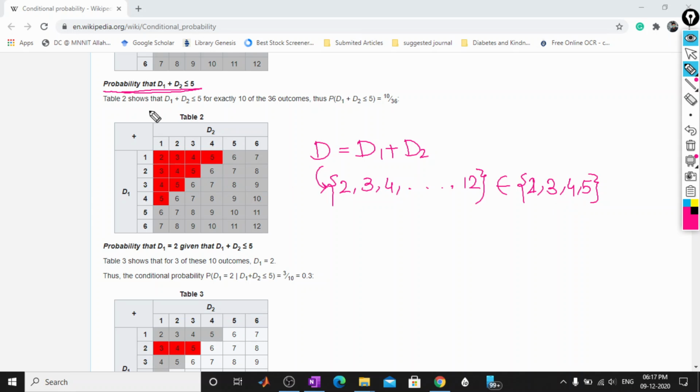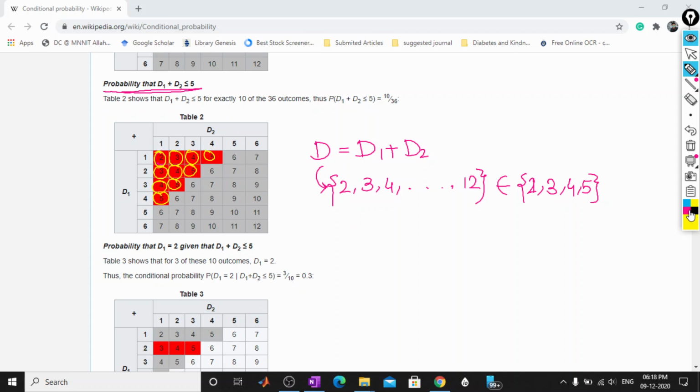Just see this. This shows exactly 10 out of 36 outcomes. That means if we take the total space of this table, it has 36 points, and out of these 36 points we only get 10 cells, this one, this one, this one. Only these values are less than or equal to 5. So the total number is 10.